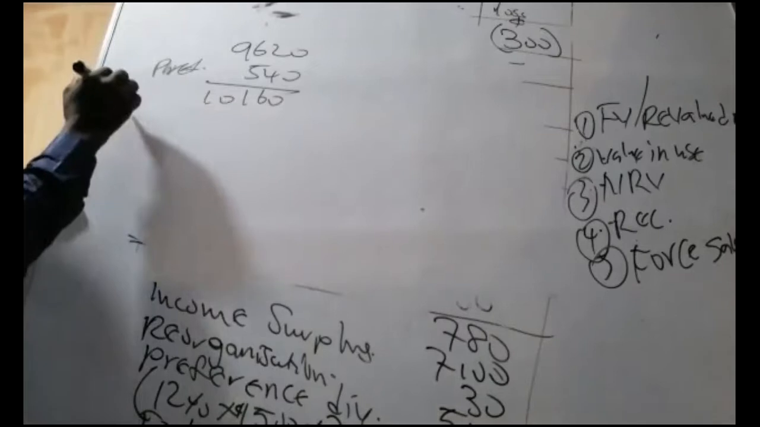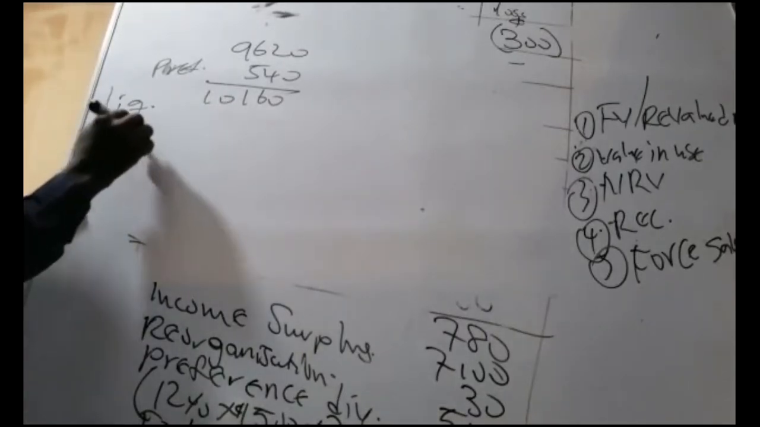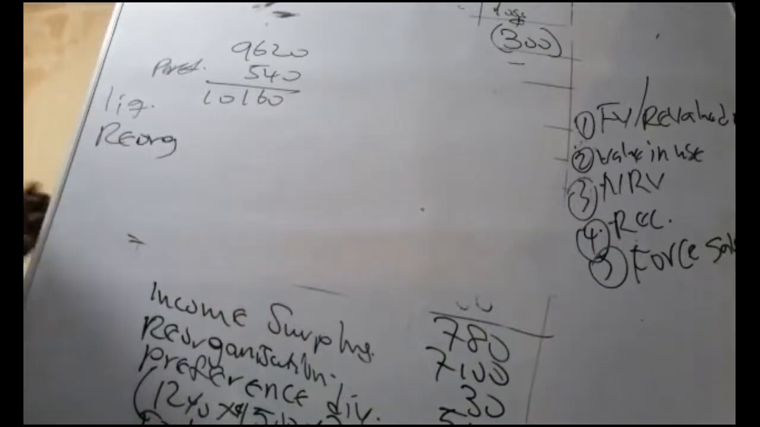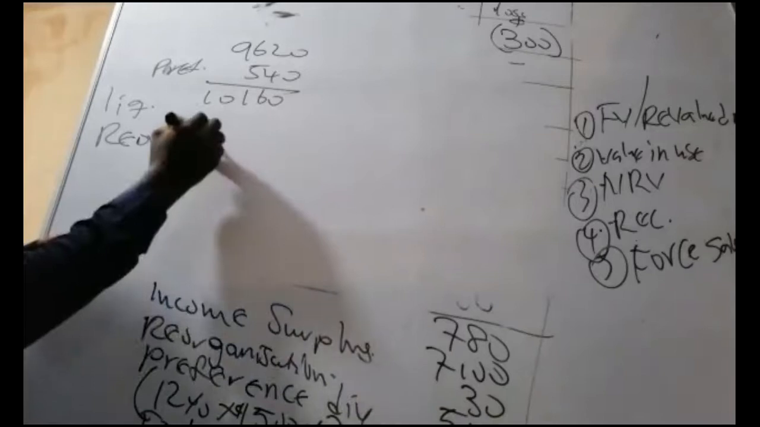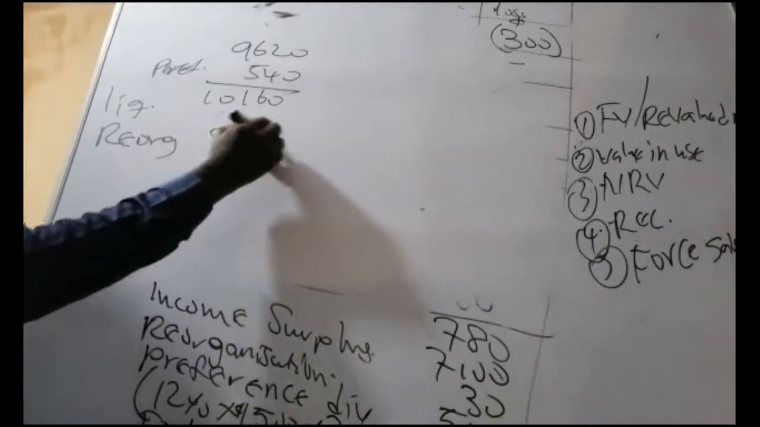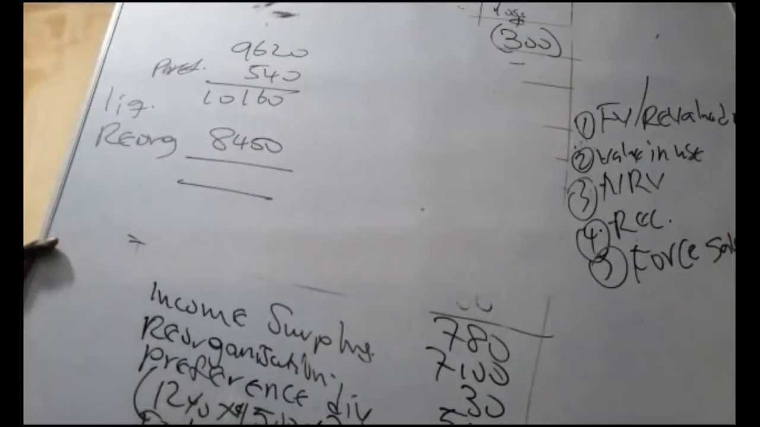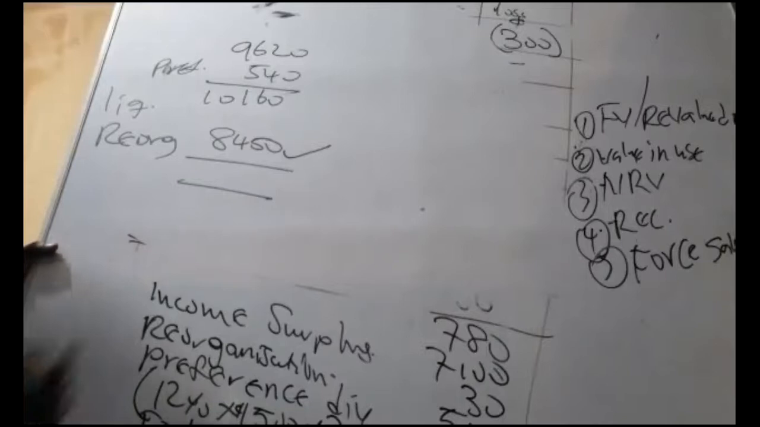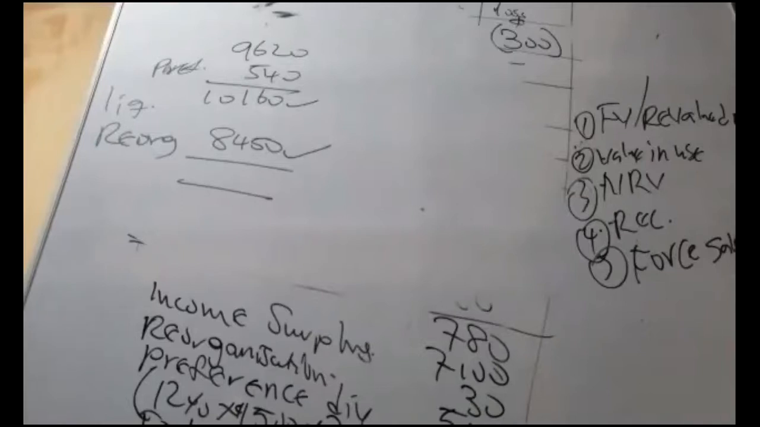Okay, loss per liquidation. What's the loss per reorganization? If they should reconstruct, what will the loss be? The loss that we had here, the total maximum loss, is 8450. So what will be the decision? It is very cheap to reorganize than to liquidate and incur this cost. So take note, you'll be asked this question.